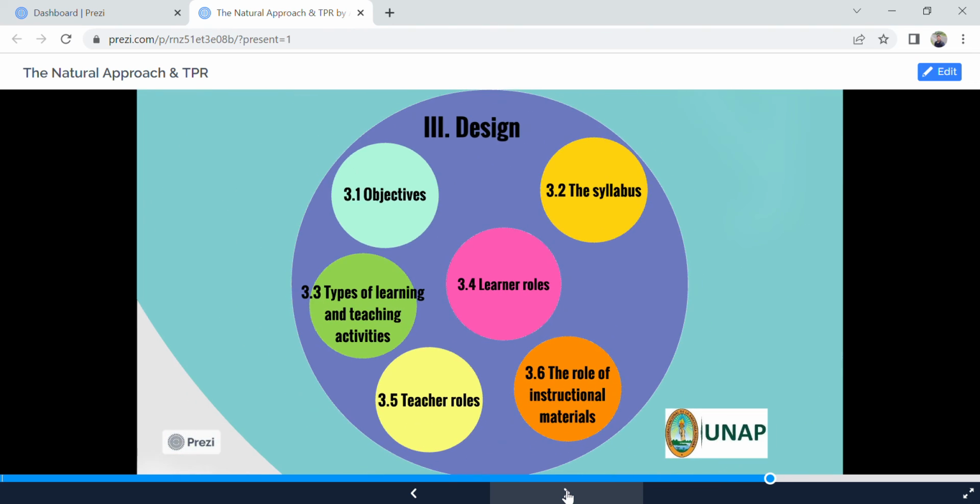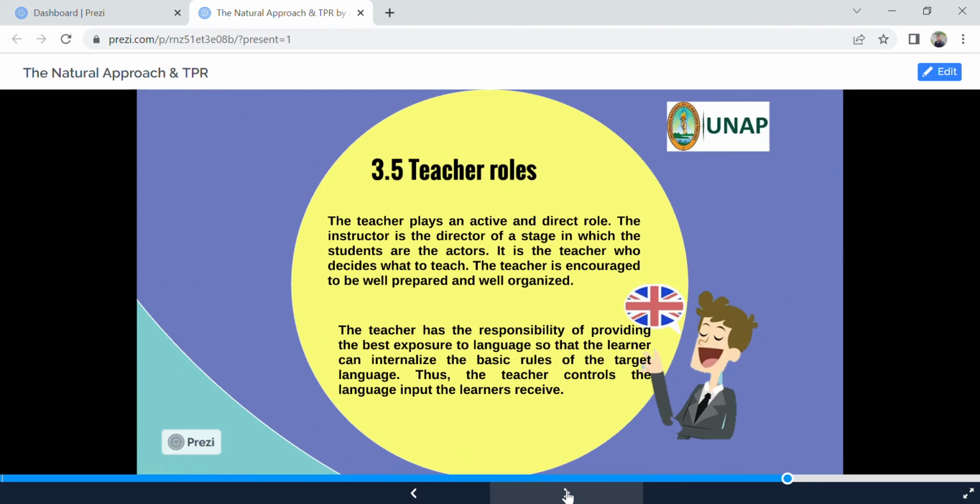They are encouraged to speak whenever they feel ready to speak. What is the teacher's role in TPR? Well, the teacher plays an active and direct role. The instructor is the director of a stage in which the students are the actors. It is the teacher who decides what to teach. The teacher is encouraged to be well prepared and well organized. The teacher has the responsibility of providing the best exposure to language so that the learner can internalize the basic rules of the target language. Thus, the teacher controls the language input the learner receives.